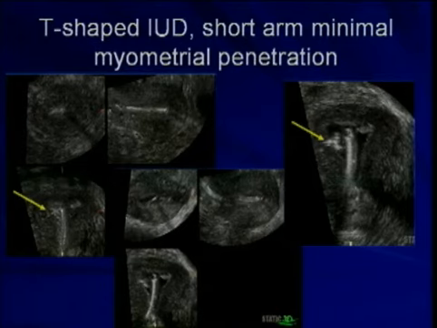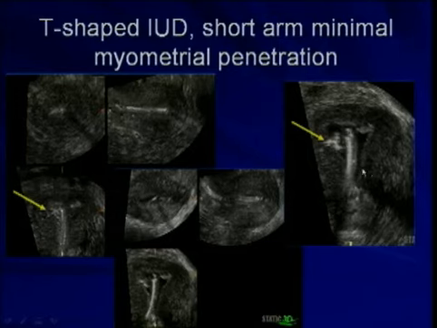This woman had some abnormal bleeding and a history of polyp, and the concern was, is the IUD causing the intermenstrual bleeding, or is there another polyp? And here we see in the coronal plane, pointed to by the yellow arrow, that there is minimal myometrial embedment or penetration by this horizontal arm.